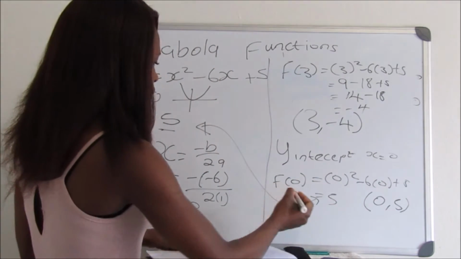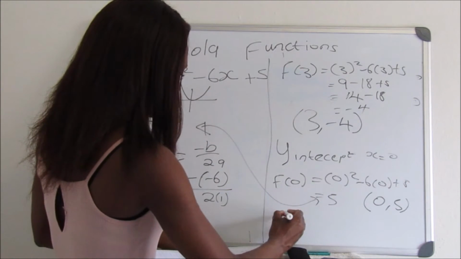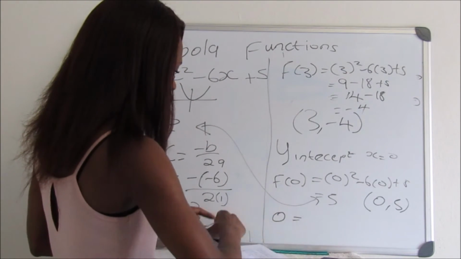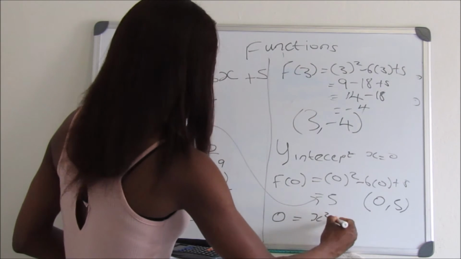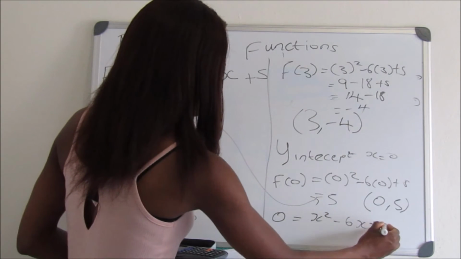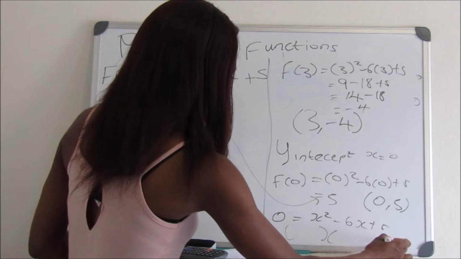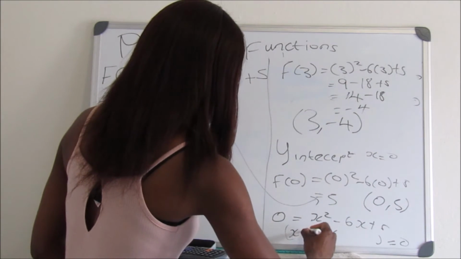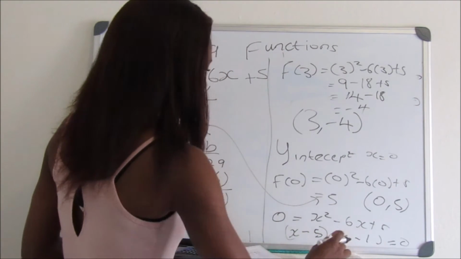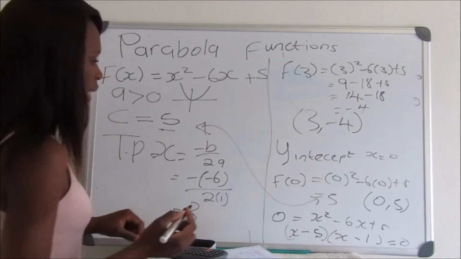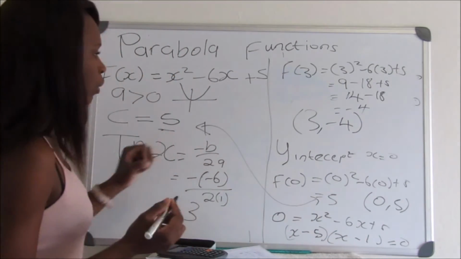Then from here we find the x-intercepts by making y equal to 0. So 0 equals x squared minus 6x plus 5. Factorizing, it will be (x minus 5)(x minus 1) equals 0, from which we know that x will be equal to 5 and x will also be equal to 1.